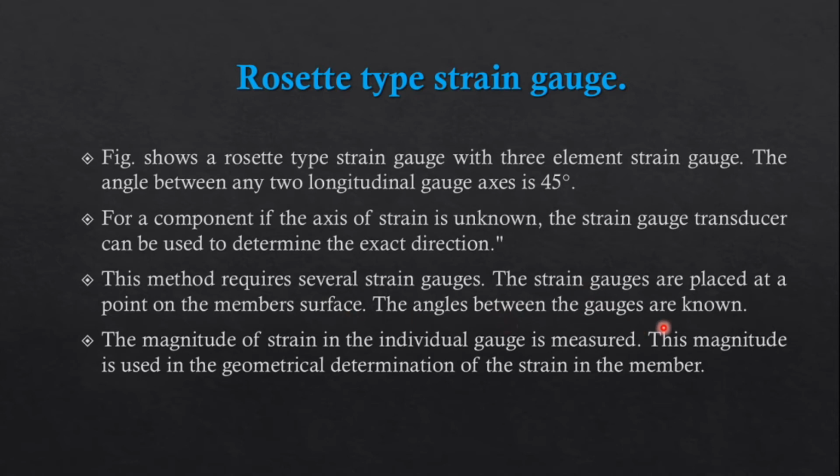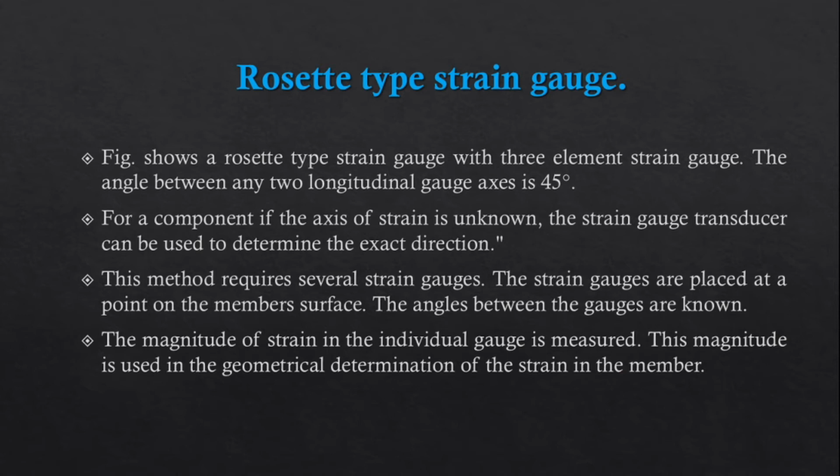The angle between the gauges is known because we know it is going to be 45, and if we are going to place multiple gauges on the member surface, we are also going to know the position of those gauges, right? And the magnitude of the strain in the individual gauge is measured. This magnitude is used in geometrical determination of the strain in the members. Okay, so from there we can also define from which direction the force is applied on the surface.